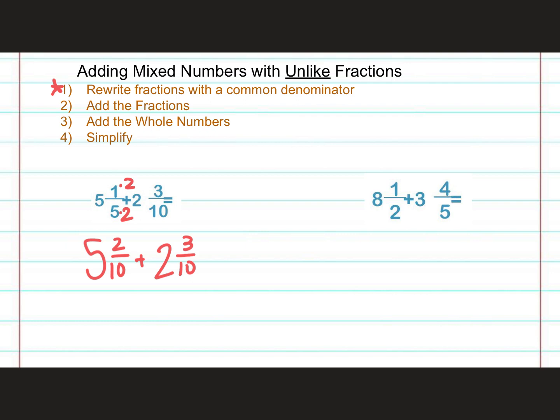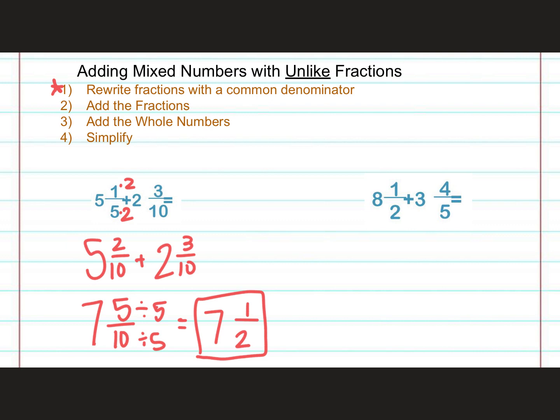Now that I have a common denominator, I can add my fractions. So 2/10 plus 3/10 is 5/10. And then I add my whole numbers. 5 plus 2 is 7. And then I can simplify by dividing both of these by 5, which would be 7 and 1/2.